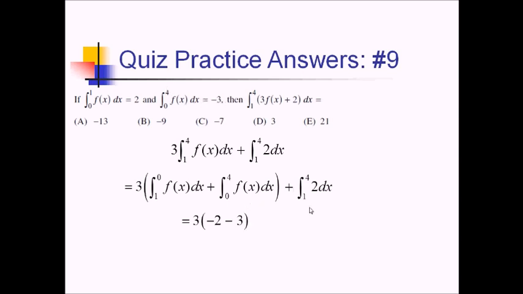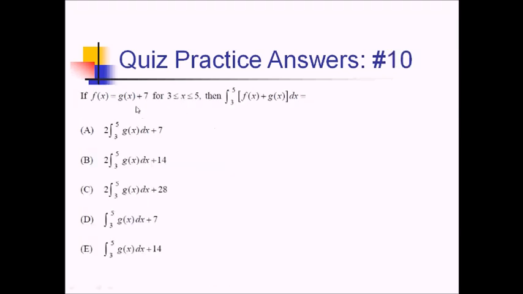Plus, what's the integral from 1 to 4 of 2? Well, you're essentially taking the horizontal line 2 and getting the area under that over a distance of, let's see, 4 minus 1 is 3. So we have a base of 3, a height of 2. It's just a rectangle. That's going to have an area of 6. So then I have 3 times negative 5 plus 6. 3 times negative 5 is negative 15. Add 6 to negative 15, we've got negative 9. Choice B.